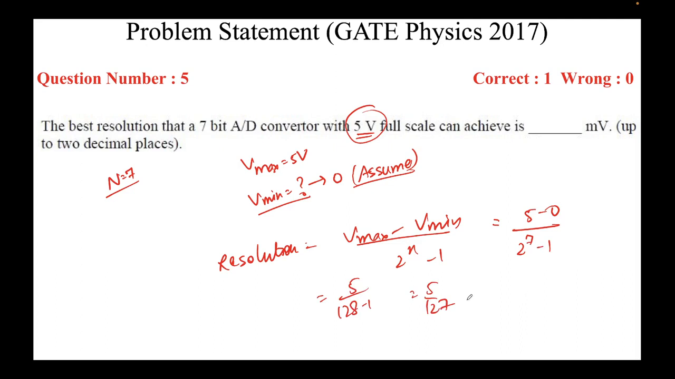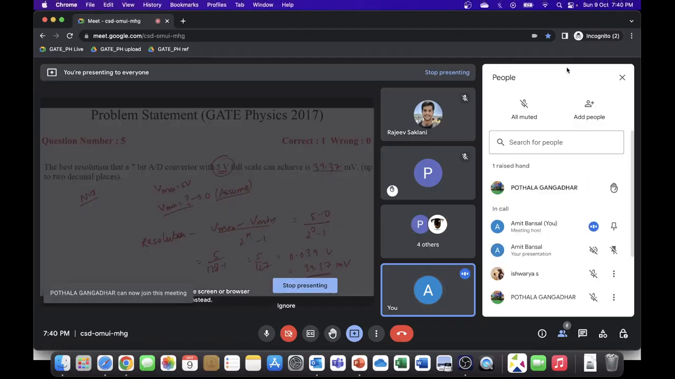And now I have to get my calculator. So this is coming out to be 0.039 volts. Oh, it's in millivolts. Okay, so this is coming out to be 39.37 millivolts. So we have found it up to 2 decimal places. So we can simply say 39.37. It's a very simple question and just one formula based question, and not just formula, I explained the reasoning behind how we came to this formula.